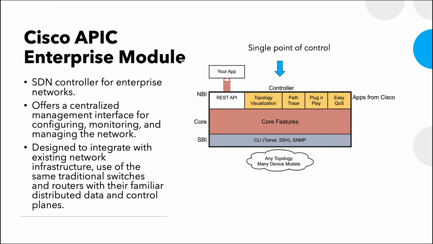The fourth application it includes is easy QoS. With a few simple decisions at the controller, you can configure complex QoS features at each device using this app. APIC-EM interacts with the management plane of the devices via Telnet, SSH, and SNMP. Consequently, it can indirectly impact the data and control planes of the devices.